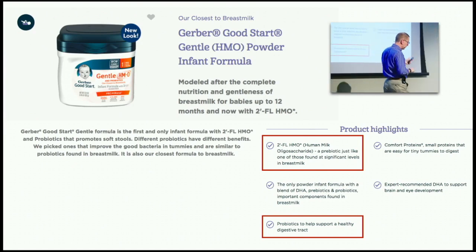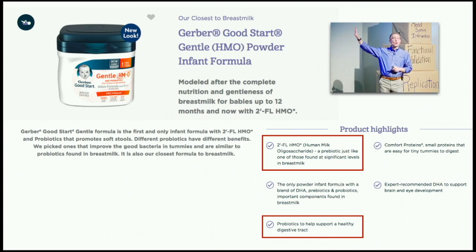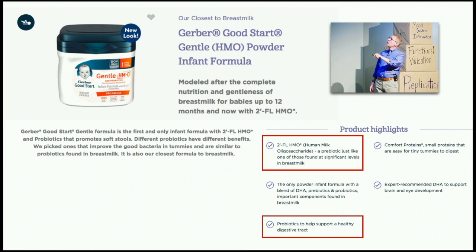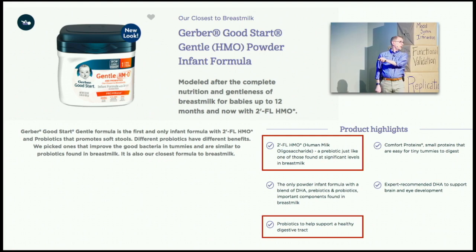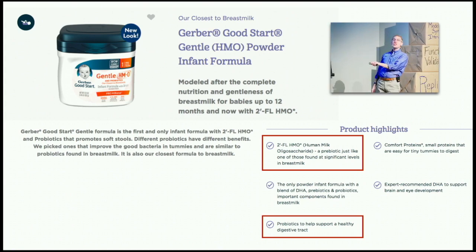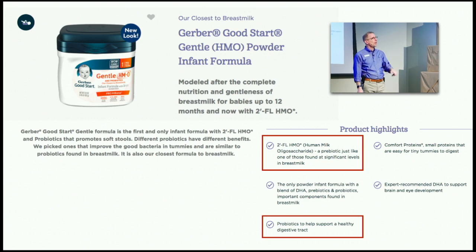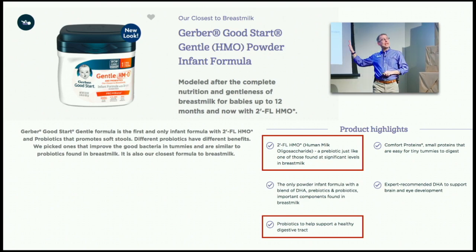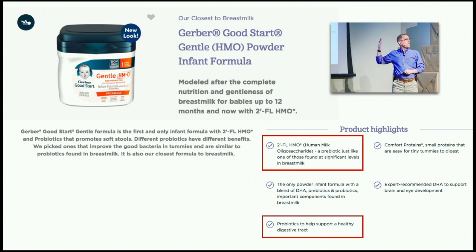But this formula, if you look on the Gerber website, this specific Good Start General HMO powder formula contains 2-FL HMO, which is a human milk oligosaccharide, which is one of the primary prebiotics that are found in breast milk. So this formula contains a prebiotic. This formula also contains probiotics. It contains live bacteria, and the bacteria that they used are selected to mimic the strains that are found in breast milk. So this formula gets closer to breast milk than formulas maybe of 30 or 40 years ago.